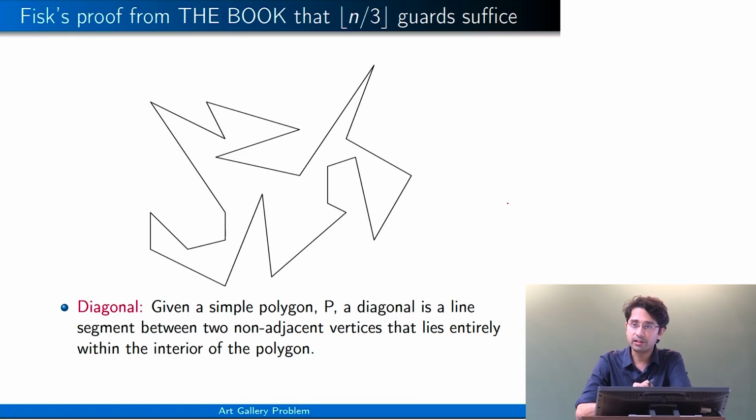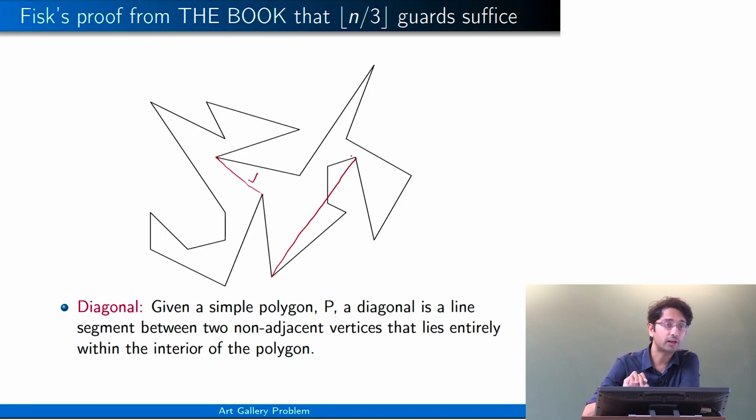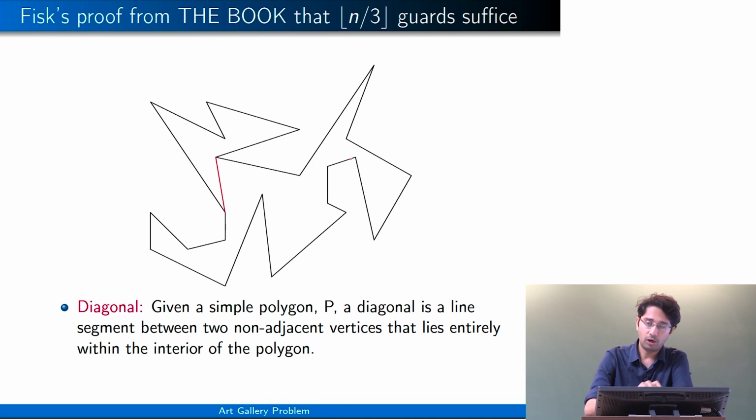Okay. A quick definition: a diagonal of a polygon is a line segment joining two vertices of the polygon such that the line segment is completely inside the polygon. For example, this is a diagonal, but this is not a diagonal, because if I join these two vertices by a line, the line segment is not completely inside the polygon. So, this is not a diagonal. This is a diagonal of a polygon.